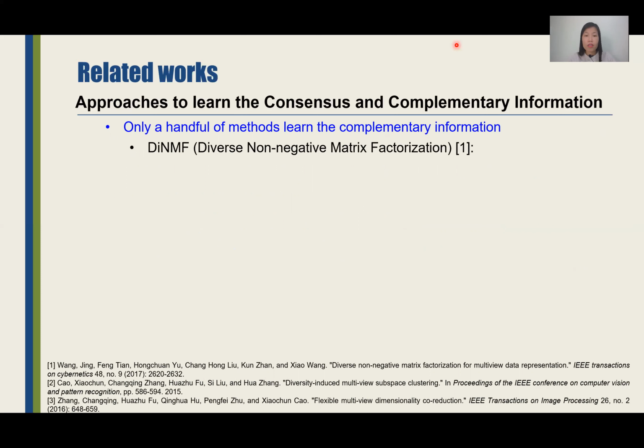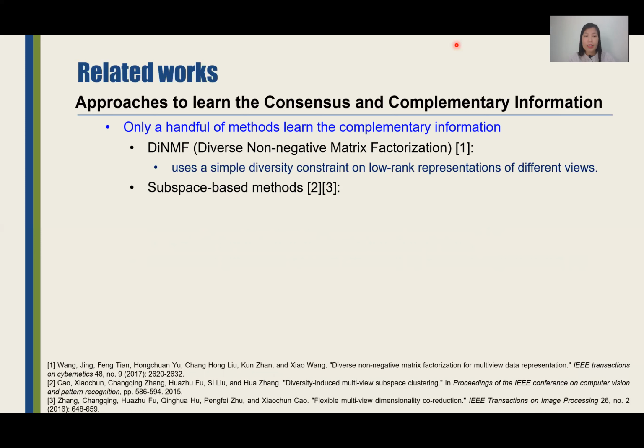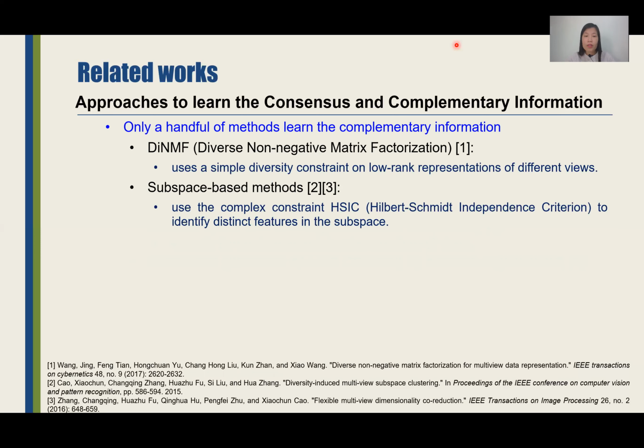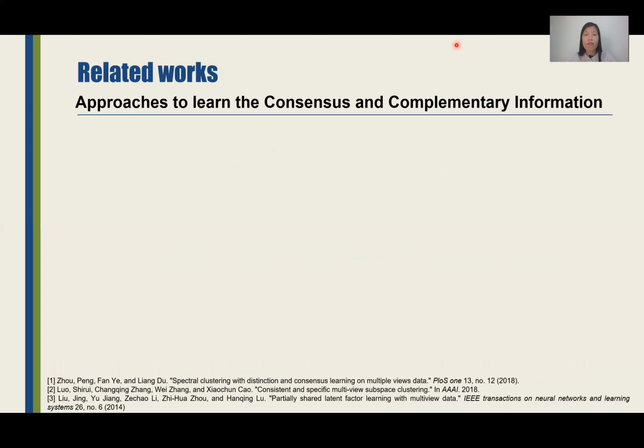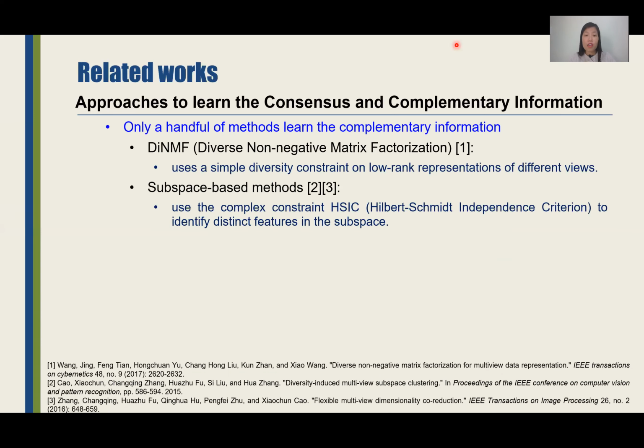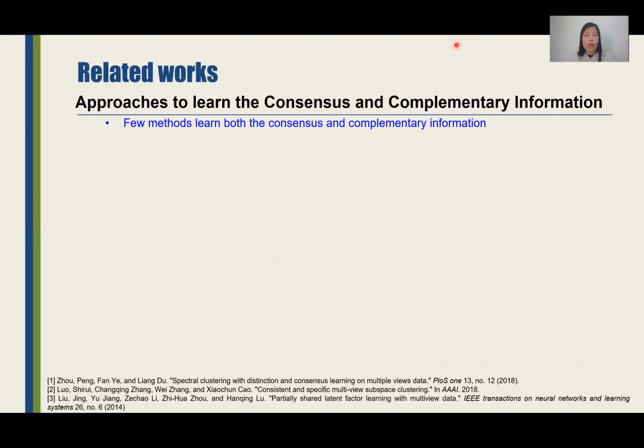For example, diverse non-negative matrix factorization learns the complementary information by using a simple diversity constraint on low-rank representation of different views. Some subspace-based methods use the complex constraint HSIC to identify distinct features in the subspace. However, these methods fail to ensure that enough consensus information has been learned. Few methods learn both the consensus and complementary information.